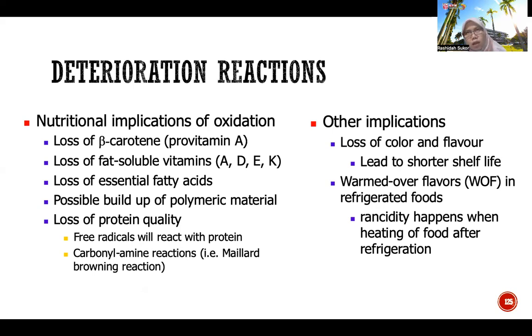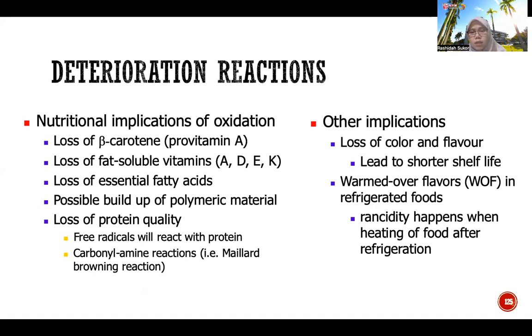We have two types of browning reaction in food. One is non-enzymatic, one is enzymatic. For the non-enzymatic, we have the Maillard browning reaction. So what are the implications of this deterioration reaction? Okay, other implications. One, we will have loss of color and flavor. That will lead to shorter shelf life. If you lose the color and flavor, it's part of the physical characteristic of the food, so you will lose the shelf life.